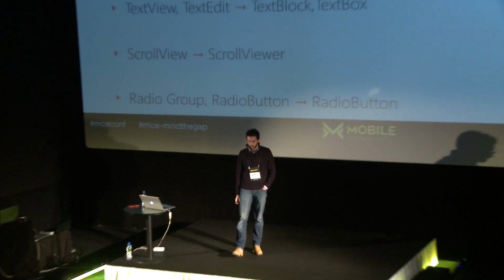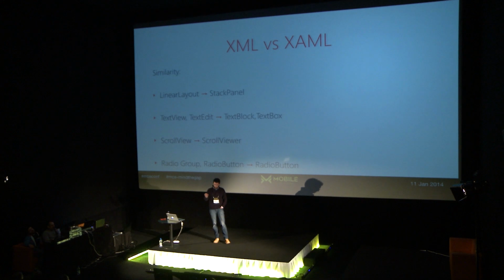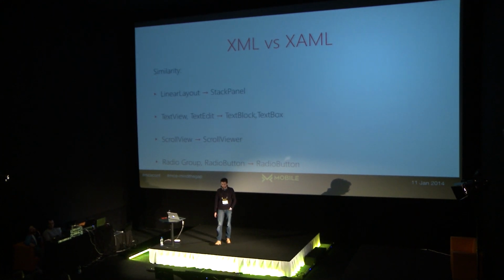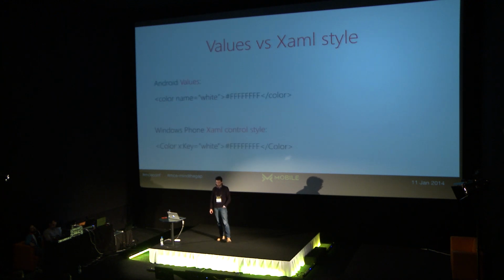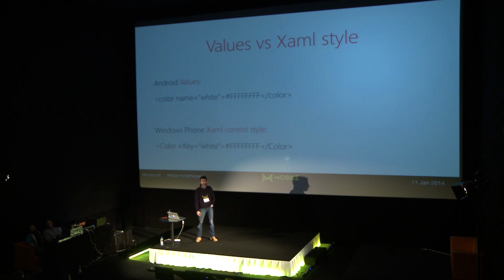And again, we found a lot of similarity between Android and Windows Phone, because if you are familiar with linear layout, you can use almost a similar component that is called stack panel in Windows Phone. We found again almost the same behavior across all the controls, and also we found, for instance, that we have the same component in the case of scroll view in Android and scroll viewer in Windows Phone. We also found that the way that Android and Windows Phone deal with style was almost the same.